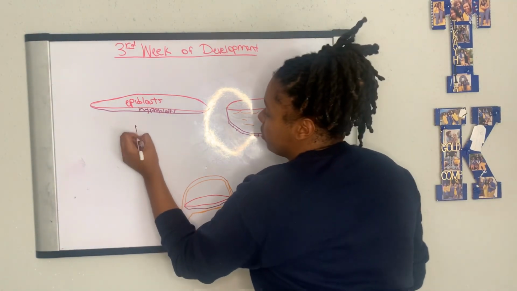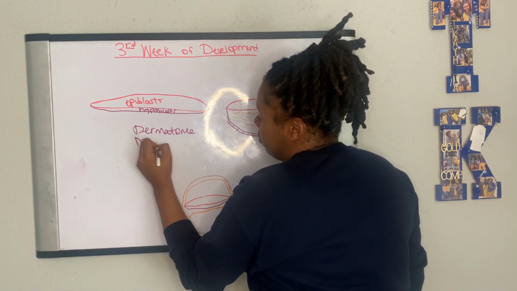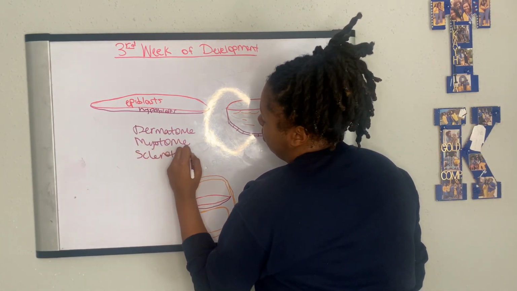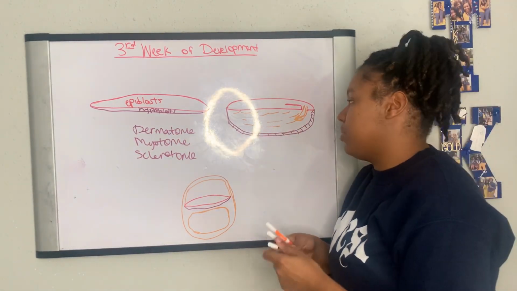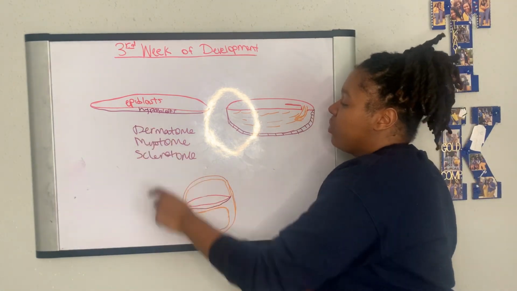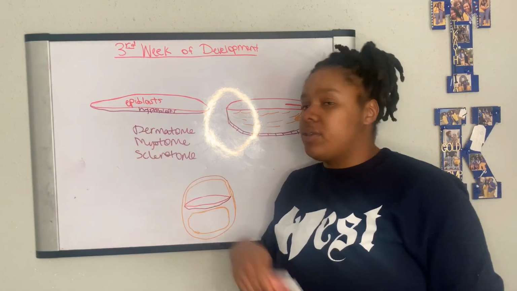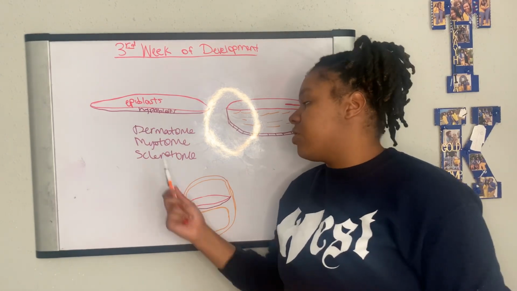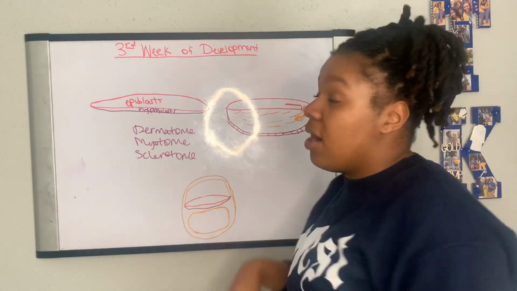So they can form 3 different forms of tissue: they either form your dermatome, your myotome, or your sclerotome. So those are the 3 things that mesoderm forms into. I probably should have put those in orange. I apologize about that. Your dermatome is obviously like your dermis and stuff like that. Myotome is your muscles and those types of things. And then your sclerotome is responsible for making the vertebral column that goes around the notochord.